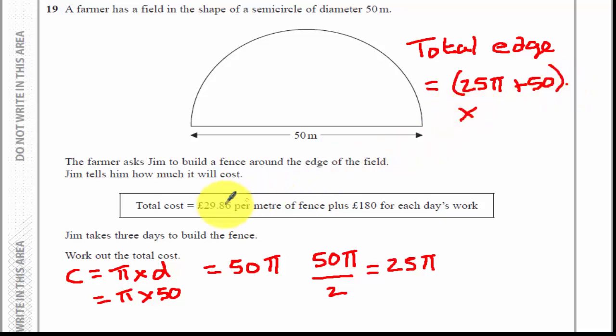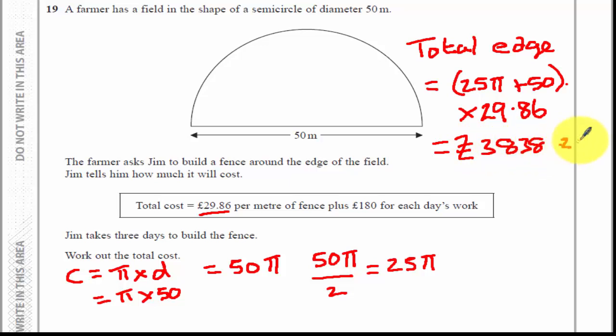And I'm going to multiply that by £29.86, because each metre is going to cost me £29.86. This is 25 pi metres, or just over 75 metres. This is 50 metres, and each one of those is going to cost me £29.86 for Jim to build the fence. So now I pick up my calculator, and that comes to £3,838.20 if I round to 2 decimal places.